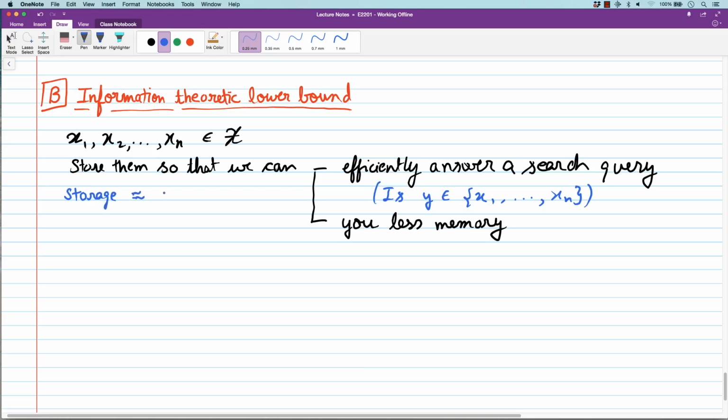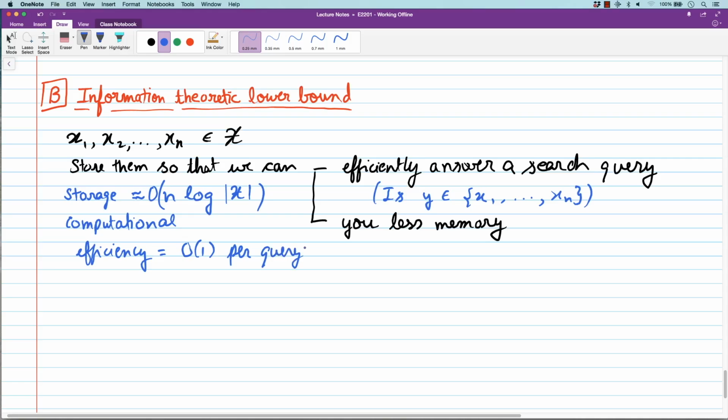Okay, and what we saw was this best of the two worlds algorithm, which requires storage roughly equal to order n log x, because it was 2 plus 2n, and search computational efficiency order 1 per query. So just one short search is needed per query. And we did this using random hash. That's what we saw last time.